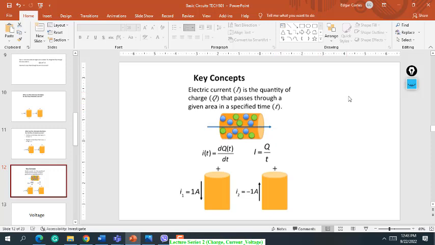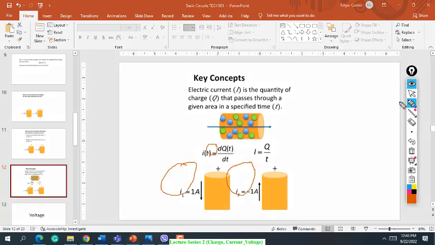This is the quantity of charge, as I mentioned earlier. So basically these are the formulas, class. Never mind these formulas, because they are applicable to higher analysis in electric circuits. So we just focus on this one: I equals Q over T.